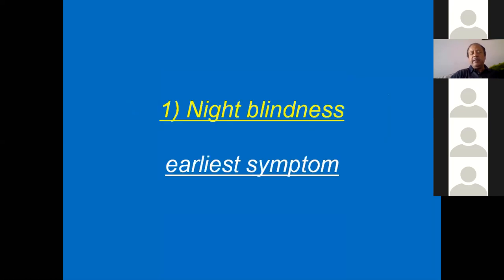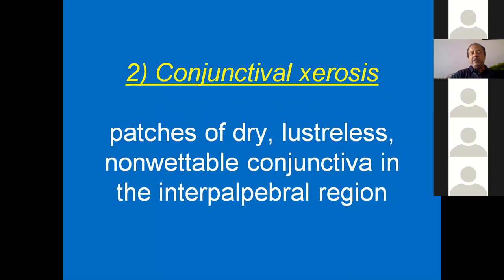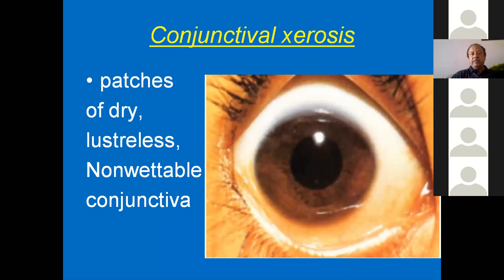Number 1, night blindness. Number 2, conjunctival xerosis, which is the patches of dry, lusterless conjunctiva. Here you can see patches of dry, lusterless, non-wettable conjunctiva. This is called conjunctival xerosis.